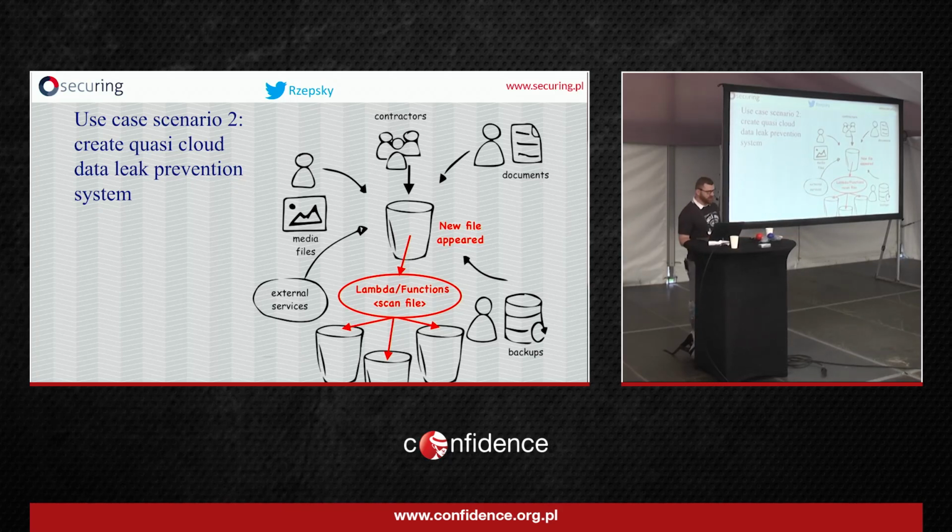Another way you can use it is to create a quasi data leak prevention system. Imagine the following situation. You have a bucket, and all the employees are putting files into this bucket. If a new file is in the bucket, then AWS Lambda or Azure Functions is triggered. The file is scanned, and if it contains some grabbing words which you don't want, or high entropy, then it will be blocked and you will be notified. If not, then it will be placed in the right bucket.